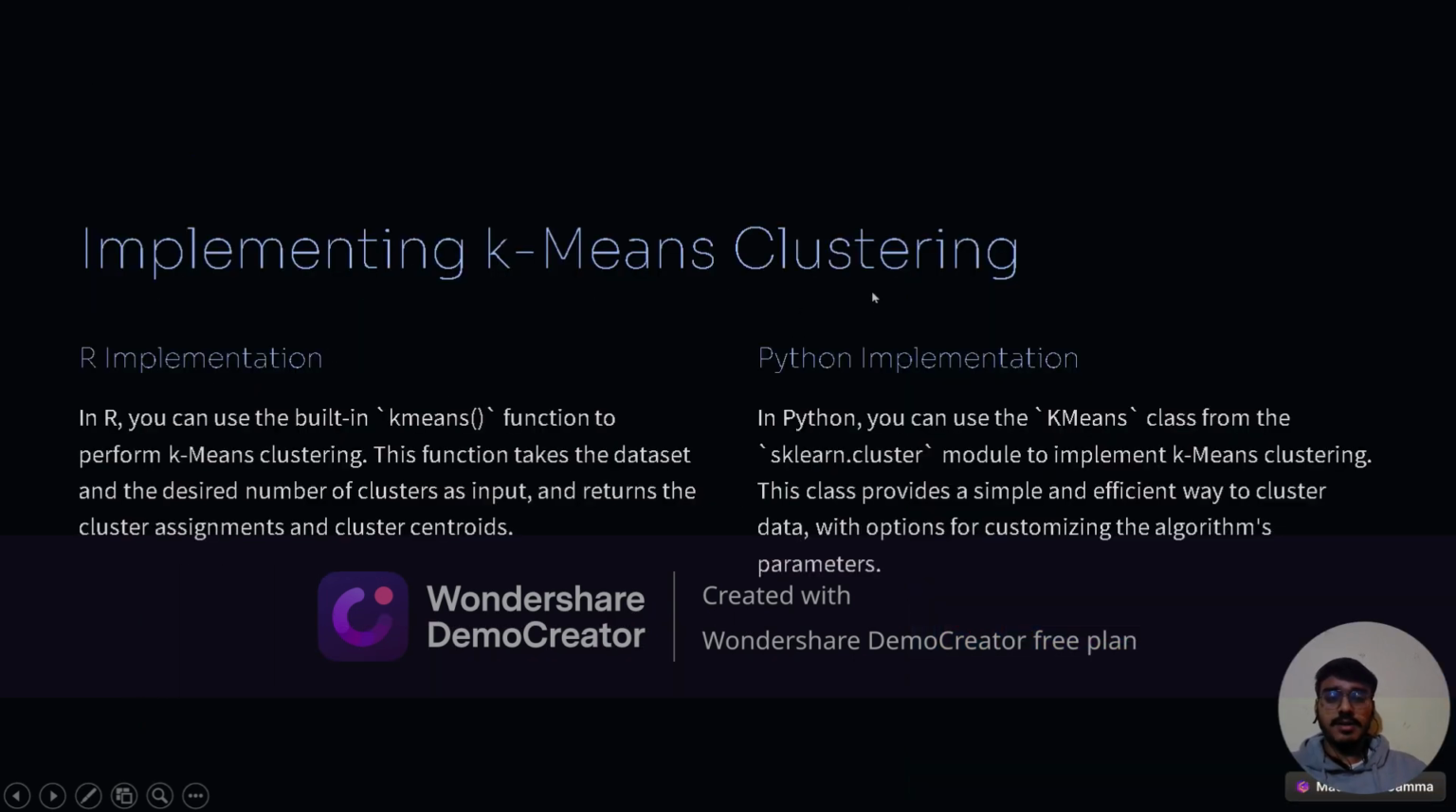Implementing K-means clustering. R implementation and Python implementation. First we see R implementation. In R, you can use the built-in kmeans function to perform K-means clustering. This function takes the dataset and the desired number of clusters as input and then returns the cluster assignments and cluster centroids. Python implementation. In Python, you can use the KMeans class from the sklearn.cluster module to implement K-means clustering. This class provides a simple and efficient way to cluster data with options for customizing the algorithm's parameters.